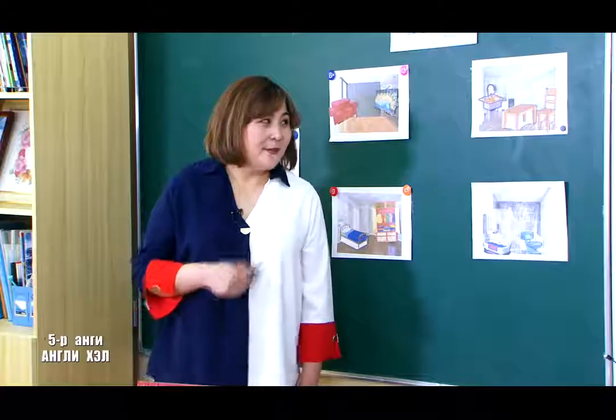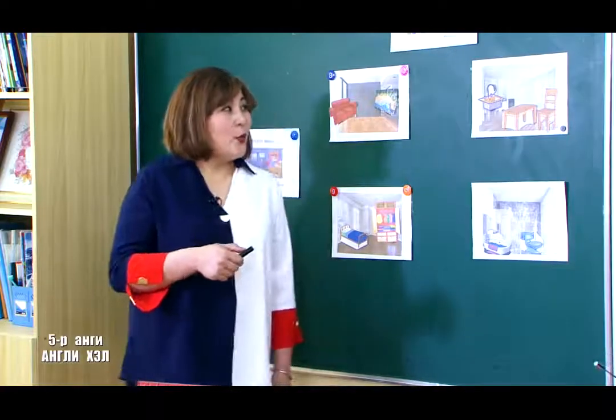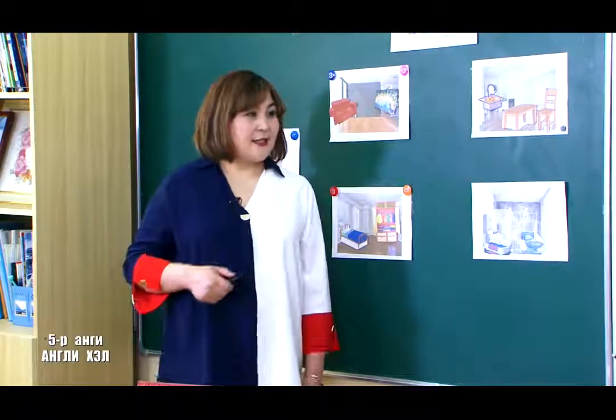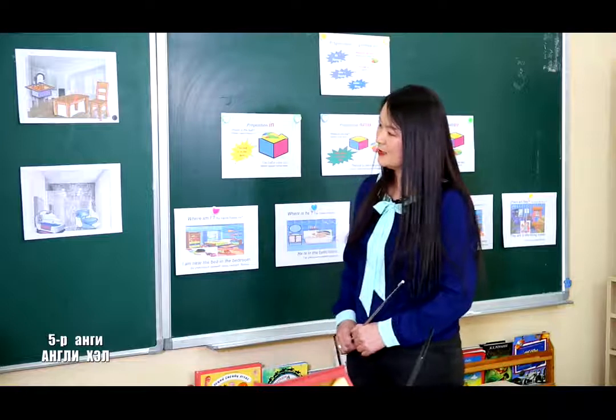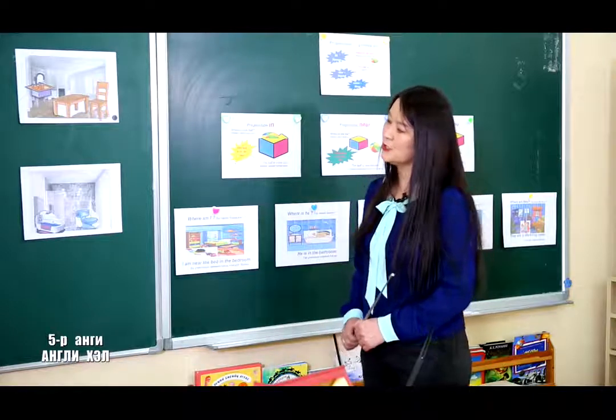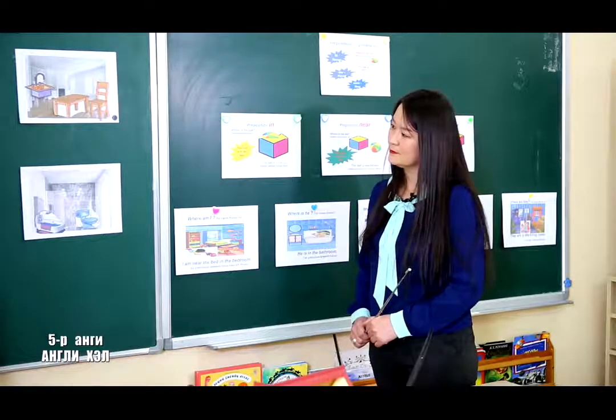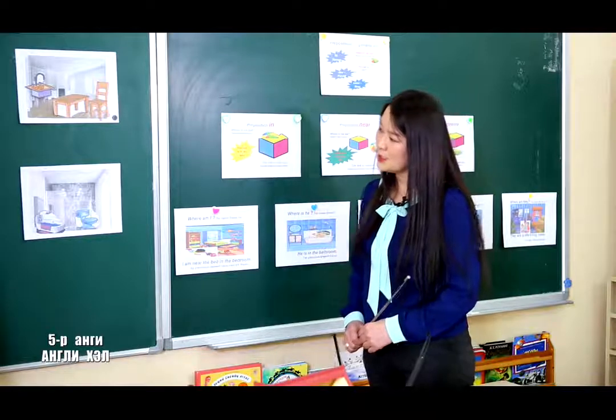Okay. Practice, okay. Our new lesson, okay? Where is the sink? The sink is in the kitchen. Very good. Where is the table? The table is in the kitchen. Next one. Where is the chair? The chair is in the kitchen.